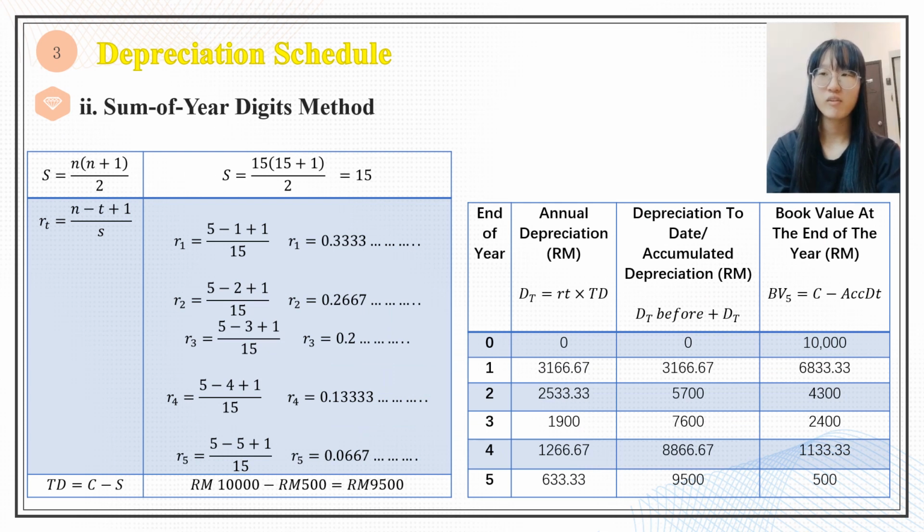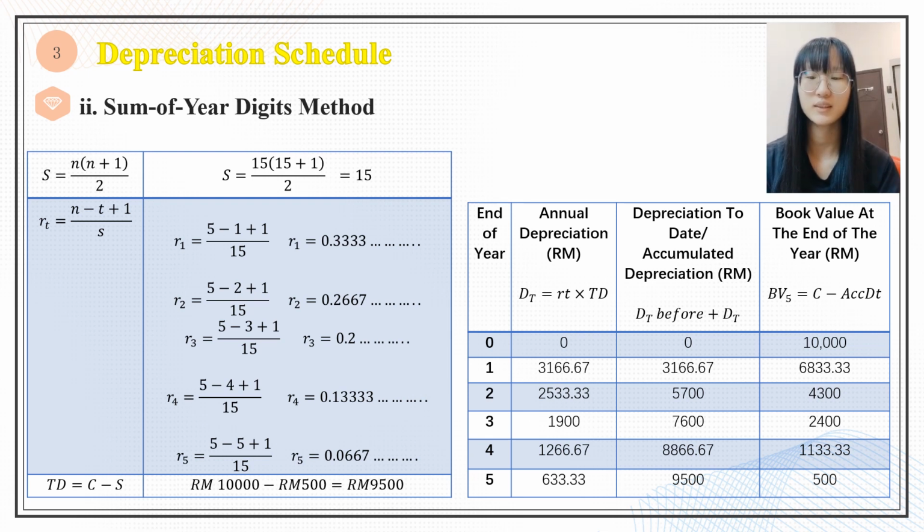The formula for the sum of year digit method is total depreciation equal to cost minus scrap value, that is TD equal to C minus SV. So S is equal to N in bracket N plus 1 over 2. S equal to sum of the year digit and N is useful life or number of years. Where DT is equal to RT times TD, and RT is N minus T plus 1 over S, and TD is equal to C minus SV.